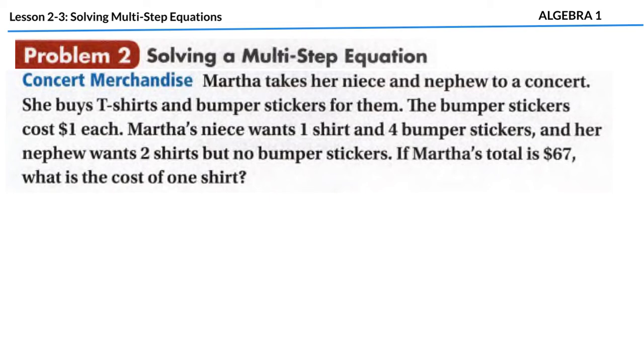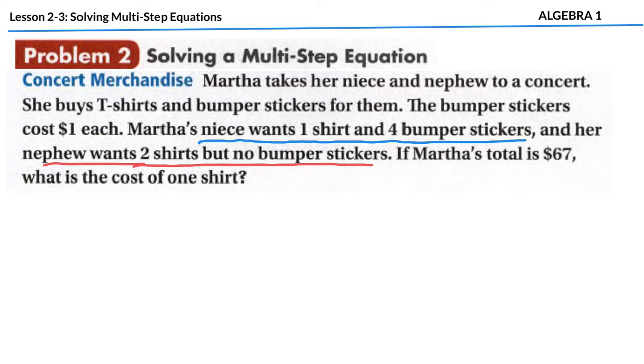Martha's niece wants one shirt and 4 bumper stickers. And her nephew wants 2 shirts but no bumper stickers. If Martha's total is $67, what is the cost of one shirt?